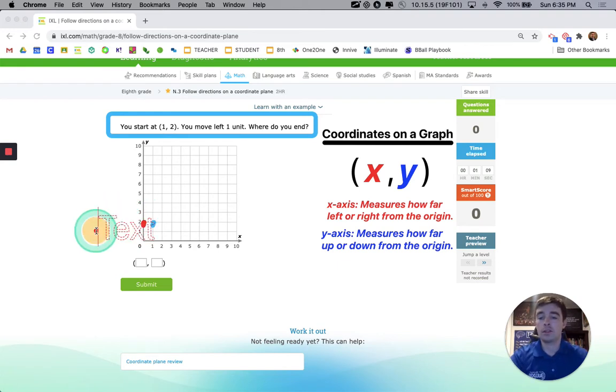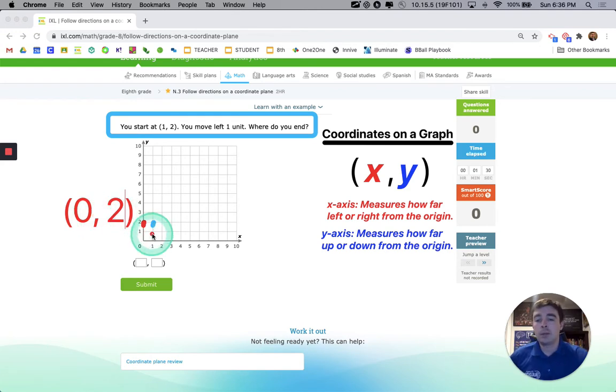The coordinates for that new point, the x and the y coordinates for where that red point is: for the x value, we're now not left or right from the origin at all. All we are is directly above the origin. So our x value is now no longer 1, our x value is 0. And our y value is still at 2. We didn't move up or down at all.